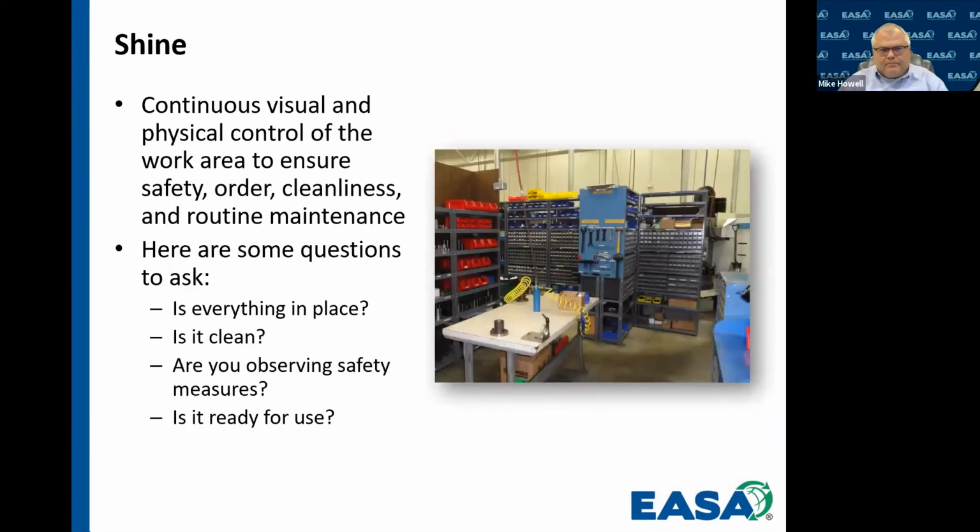After we've straightened, we're going to go through the shine process. So again, this is a continuous and visual and physical control of the work area. It promotes safety, order, cleanliness, and routine maintenance. Some of the things you want to ask when you're examining an area: is everything in place? Is anything missing from the work area? Is the work area clean? Any safety measures not being observed? Is it ready for use by the next person that's going to use that workstation? So it also comes into that: leave the area like you found it, so the next person can be efficient in their work as well.